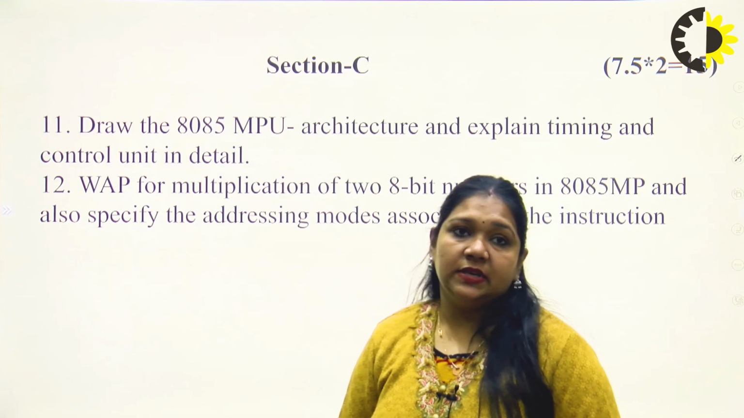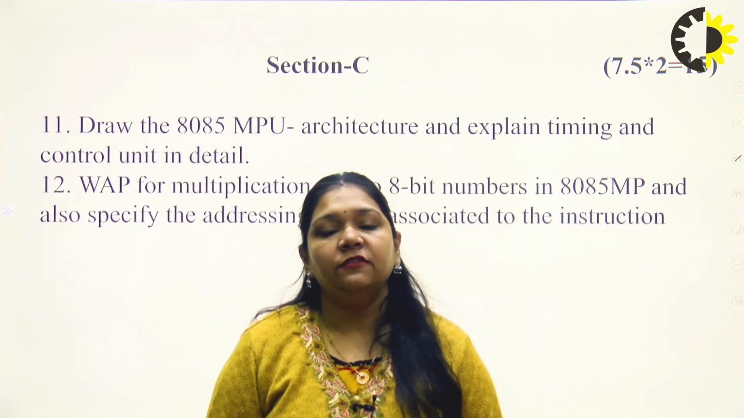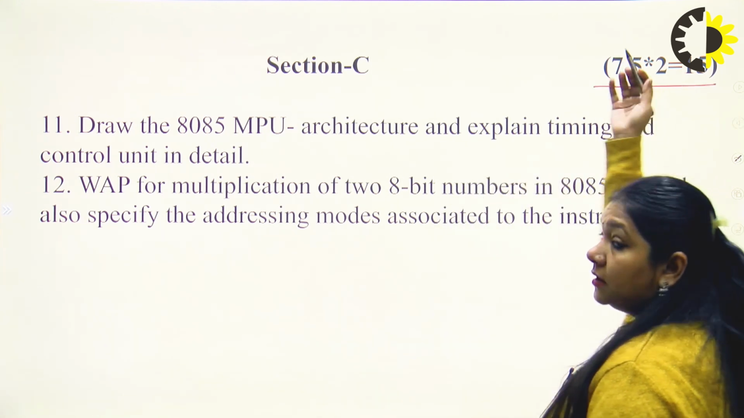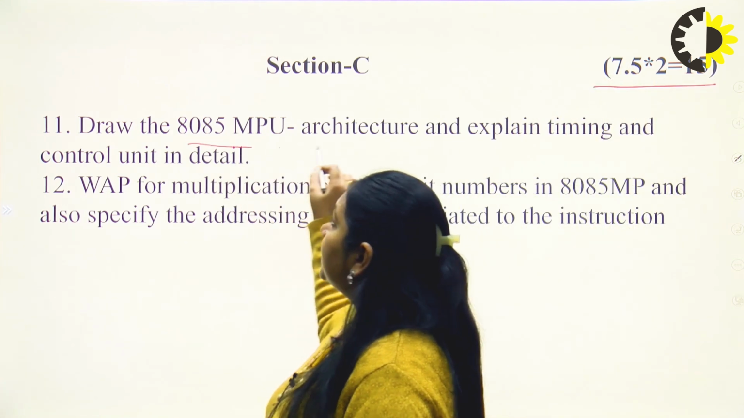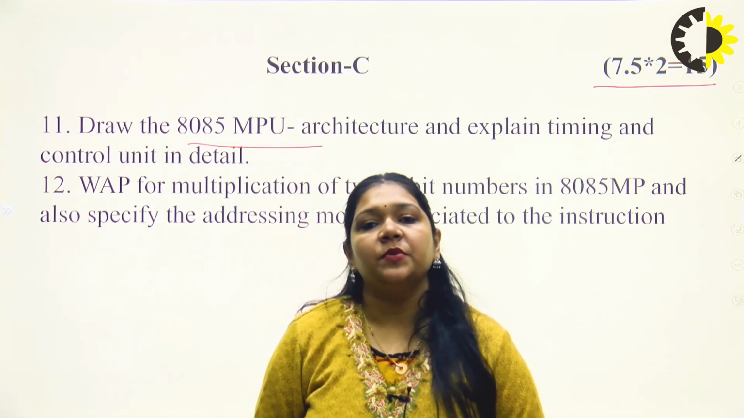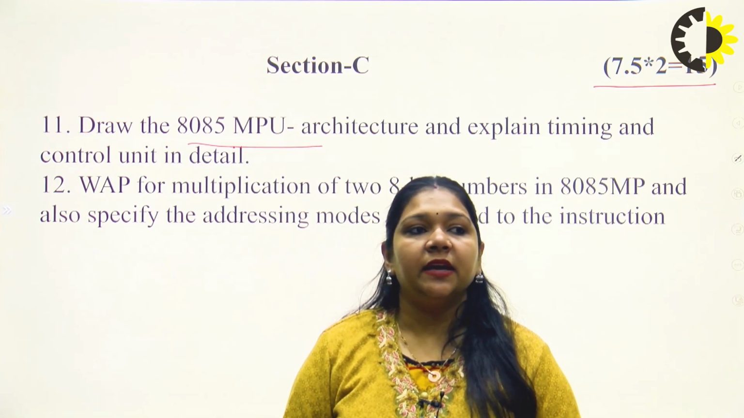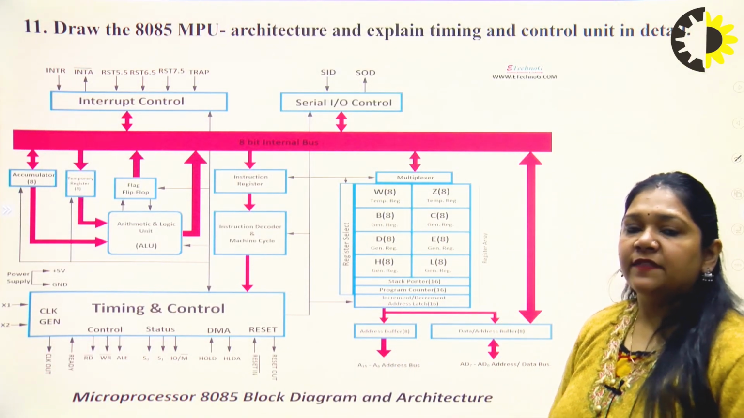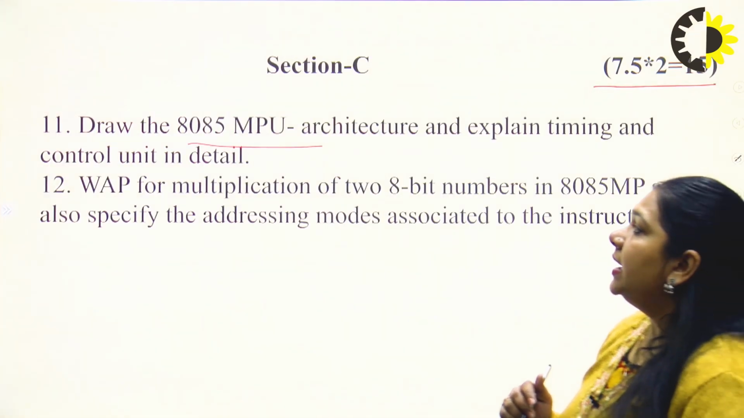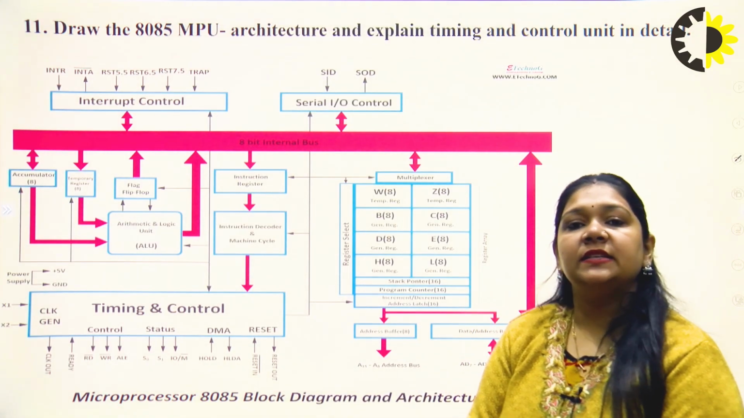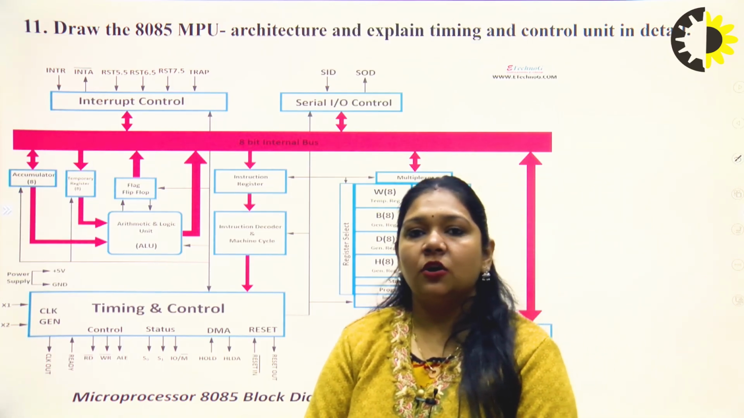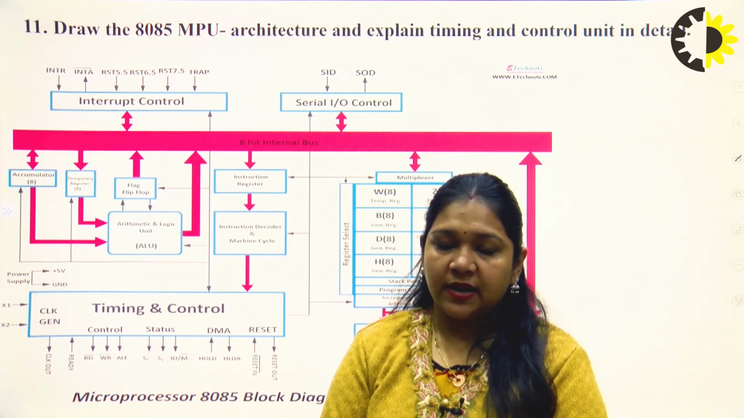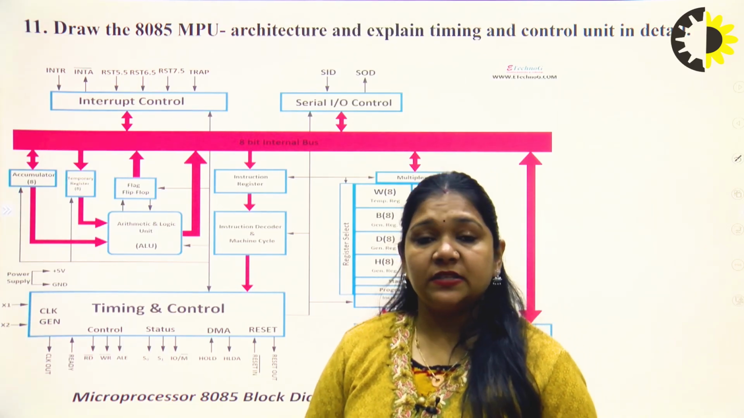Now section C, which has 7.5 marks for each question and total 15 marks. So the 11th question is, draw the 8085 microprocessor architecture and explain the timing and control unit. So this is the architecture for the 8085 microprocessor. As we all know, 8085 is an 8-bit microprocessor, because in one cycle only 8 bits of data can be transferred, and the size of the address bus is 16-bit.